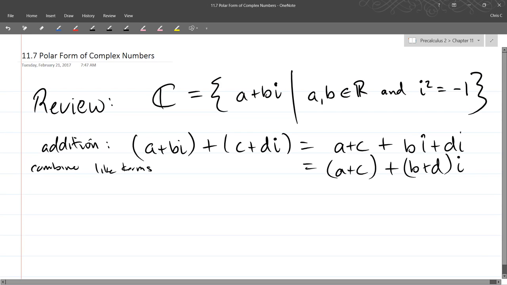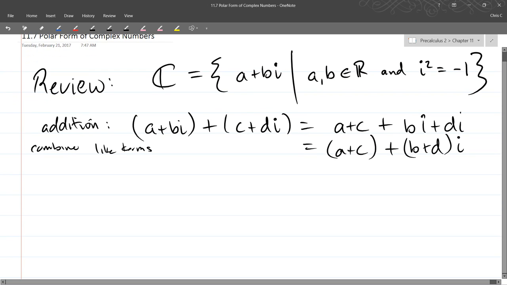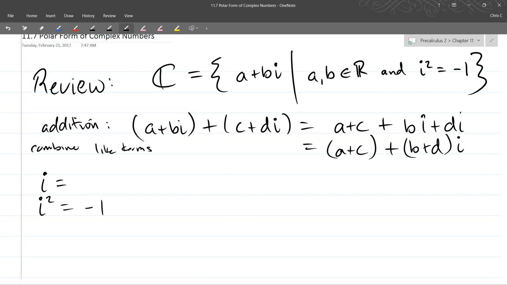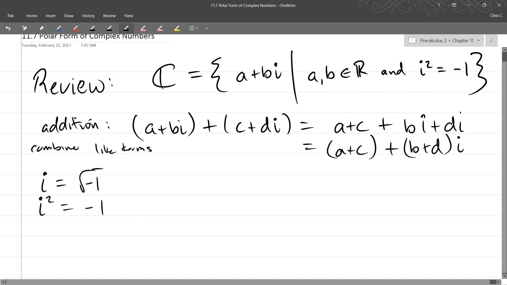Now I wrote at the top i squared equals negative 1. What is a good way to think about regular i? Square root of negative 1. So of course you square it, it erases the square root. Now we're going to look at i cubed.